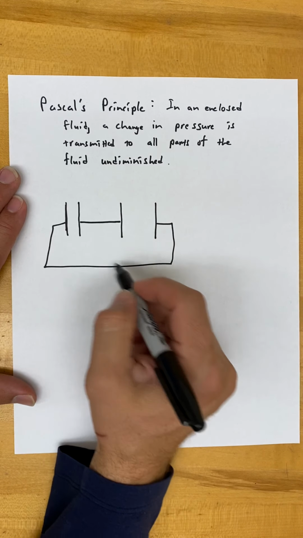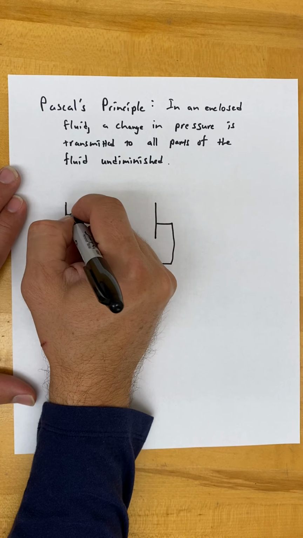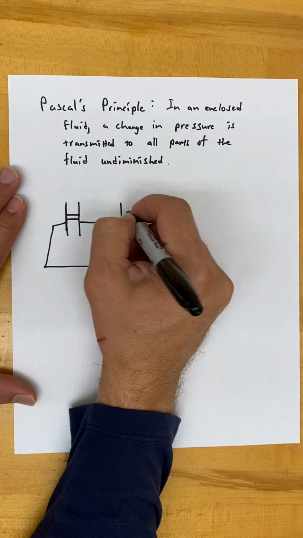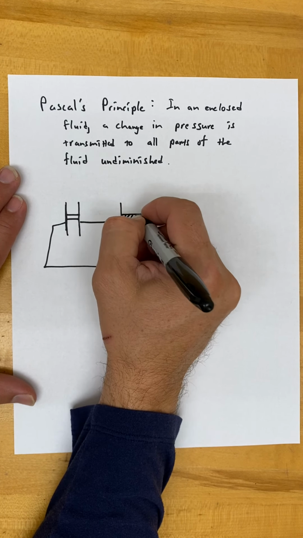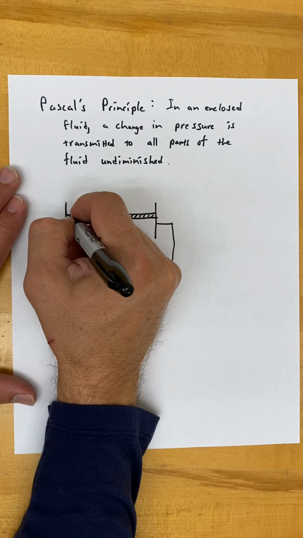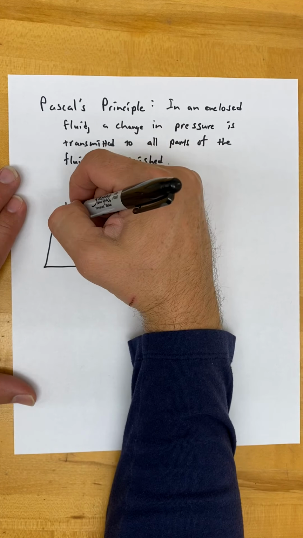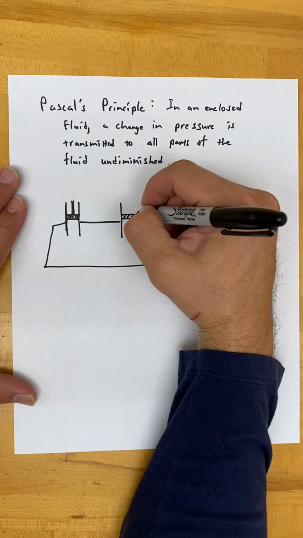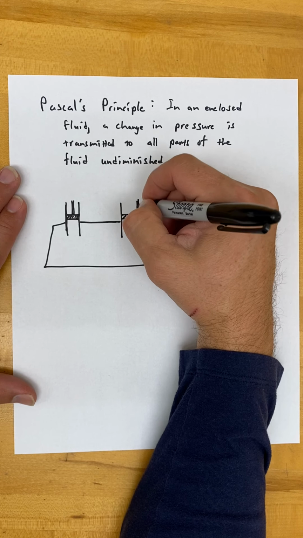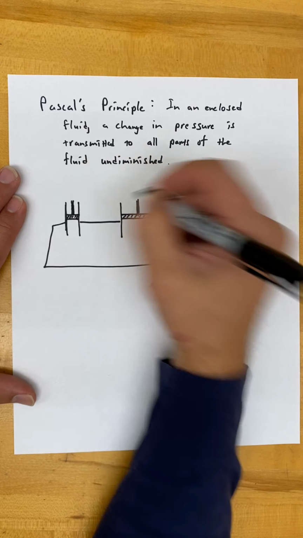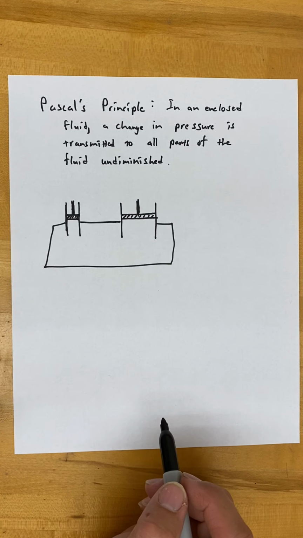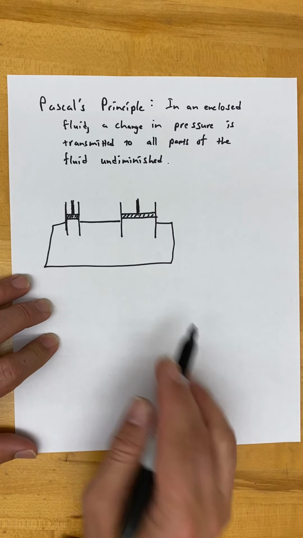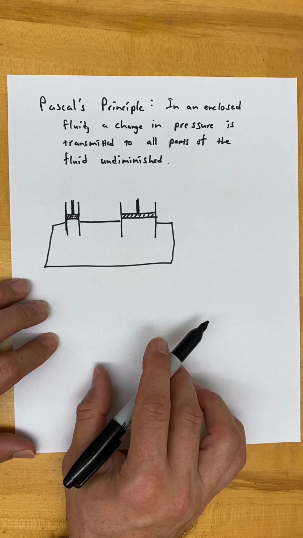So this entire thing is filled with a fluid, and I have constructed two pistons, which are here. They're going to be attached to some sort of piston arm which can move these things up and down. So this piston can move down or up, this one can move down or up. Okay, so this whole thing is filled with a fluid. It's at a particular pressure.